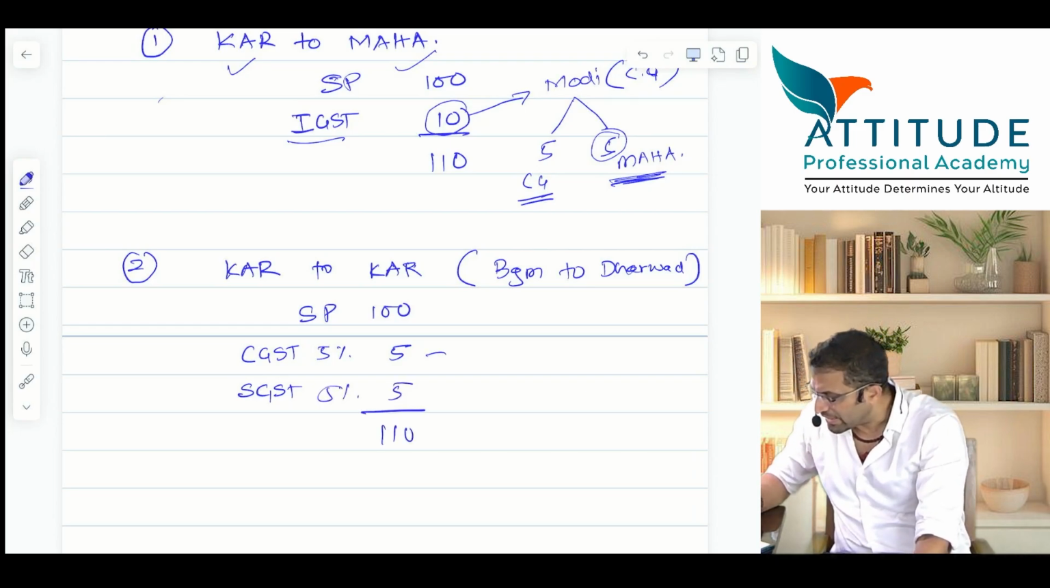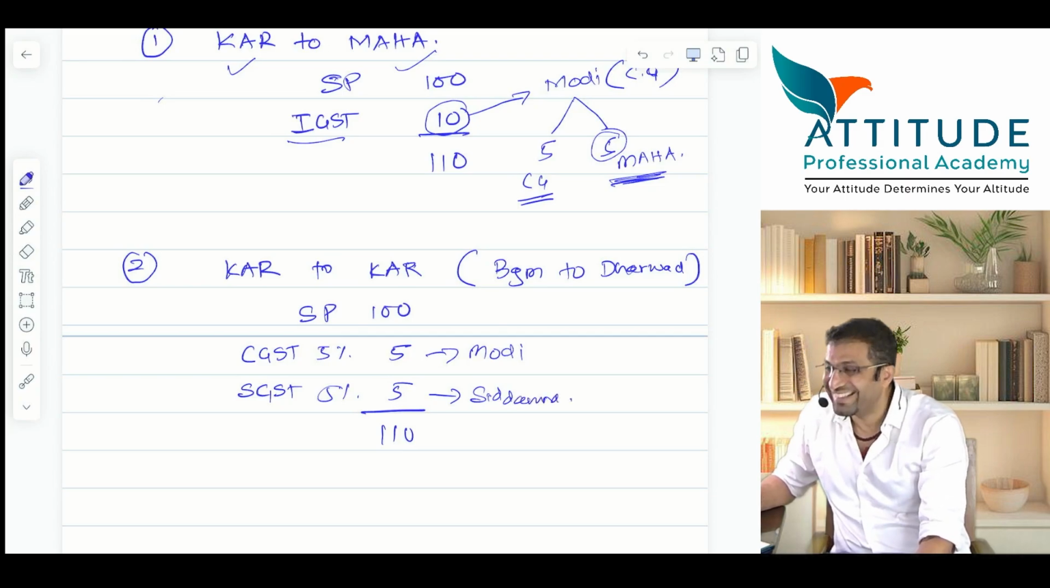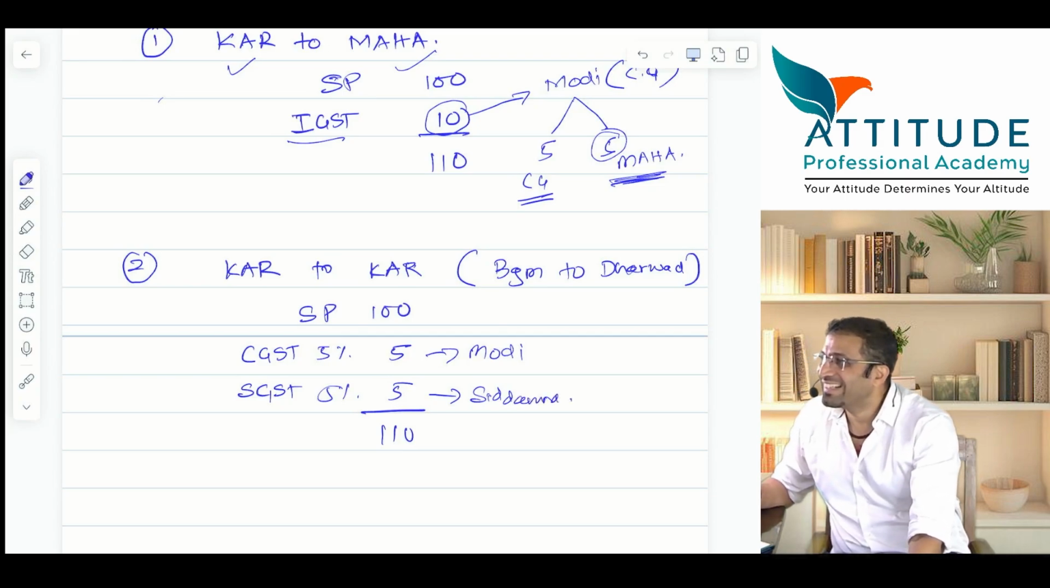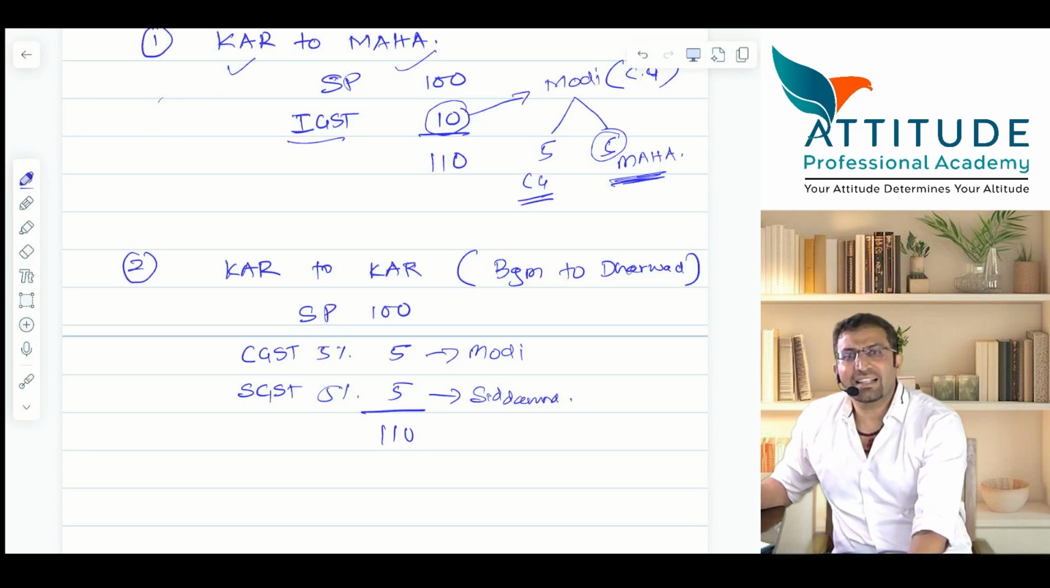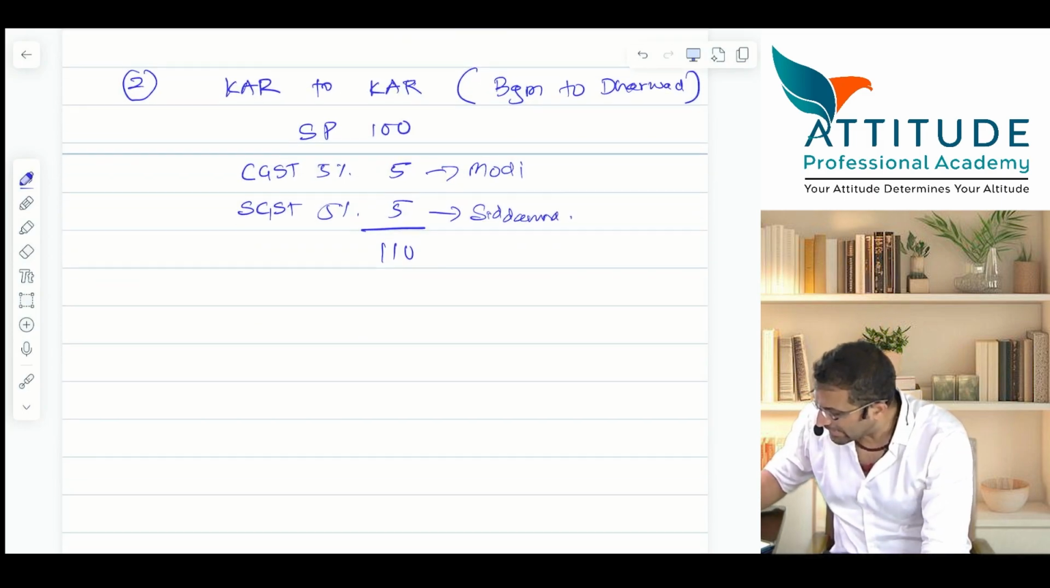Now this directly goes to Modi Sarkar. This goes to Siddhana. Karnataka. Is that clear? Now third.